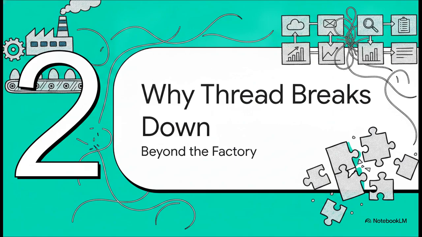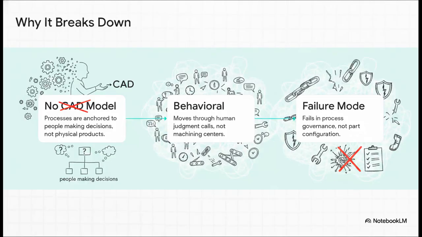Which brings us to Section 2, why the thread breaks down. So what exactly happens when we shift our perspective away from the factory floor? When we look at organizations that don't make physical widgets, but still suffer from the exact same siloed data symptoms? Think about an insurer with claims scattered all over the place, or that hospital with fragmented electronic health records. They suffer from the same downstream errors, but a traditional digital thread just won't work for them, for 3 very specific structural reasons. First off, there's no CAD model.